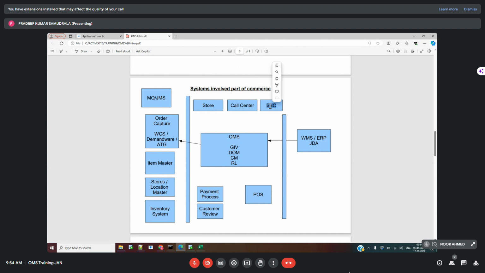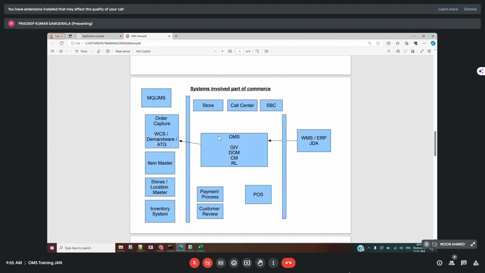And SBC is one more application. It is called Sterling Business Center. This particular application helps the business people. For example, today when you go to the Amazon website and see some 20% offer on Adidas shoes, 10% offer on Nike shoes, or 10% offer on Apple iPhone, these things will be decided by business people. So they can use this Sterling Business Center application to modify certain things which are in their control. So that is one more application.